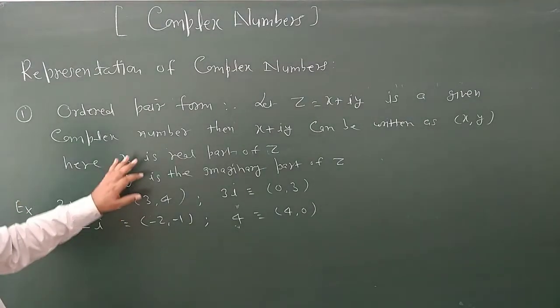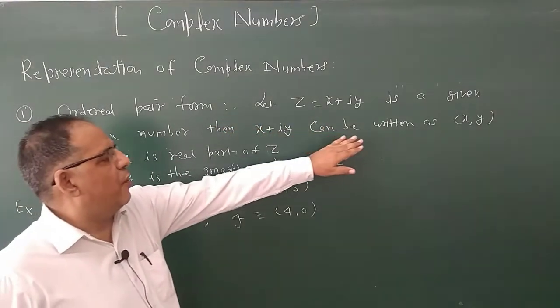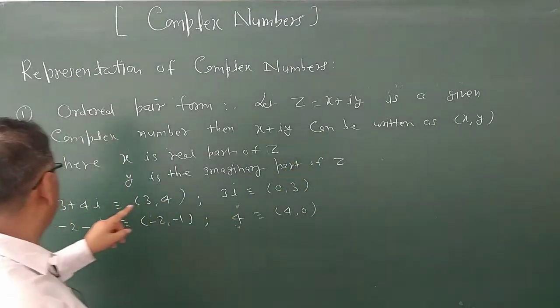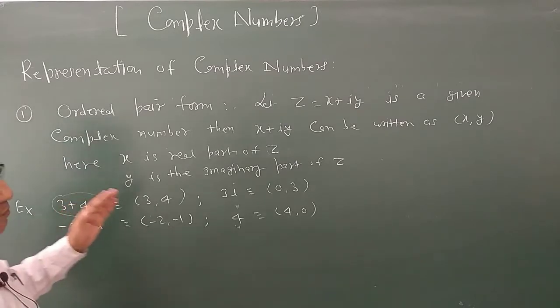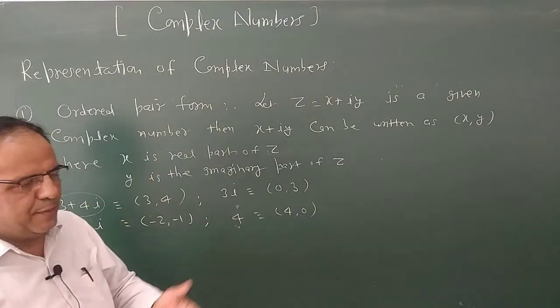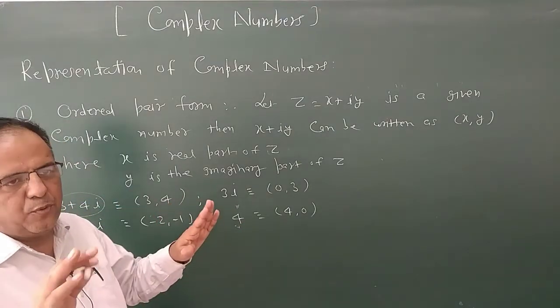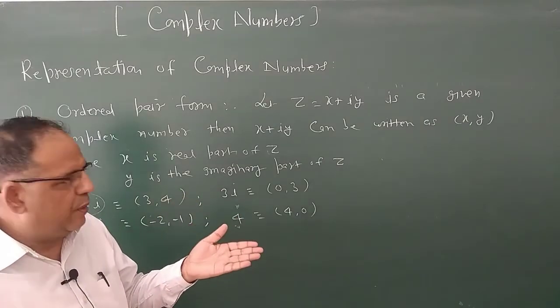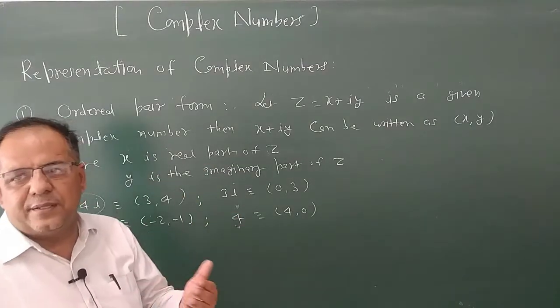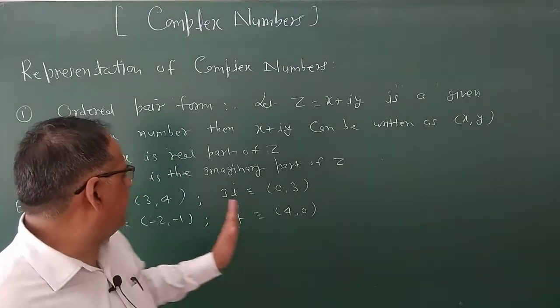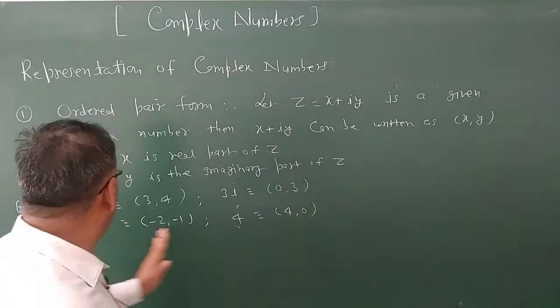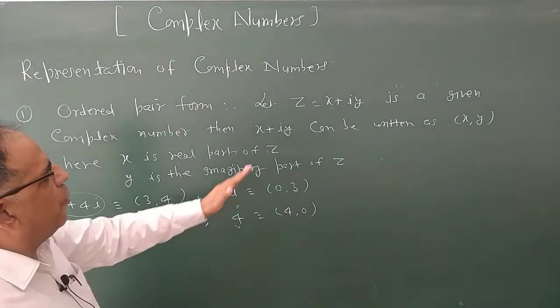But if you want to write any complex number in the ordered form, then it should be in the standard form. If any complex number is given in a complicated form, like 3 plus 4 iota upon 2 plus iota whole square, then first we convert the given complex number into the standard form, and after that, this is the representation of the given complex number in the ordered pair form.